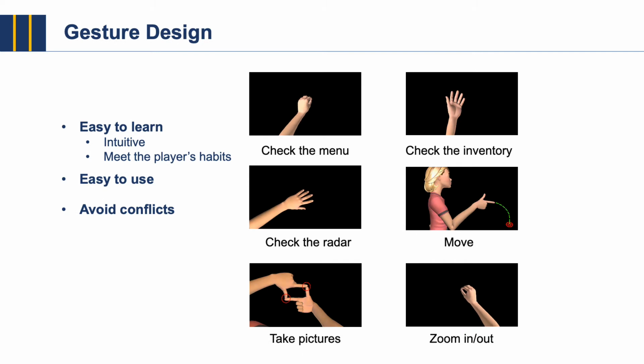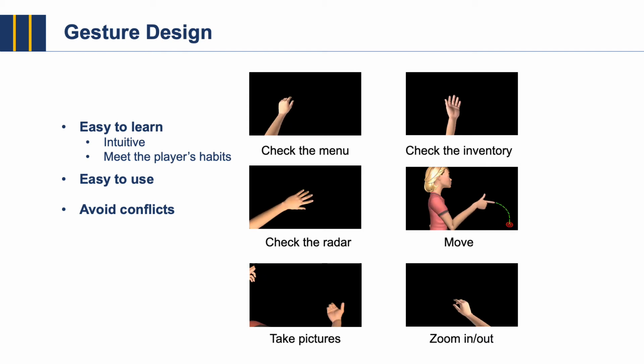These are all the gestures to play the game. The gestures are designed based on three principles. First, it needs to be intuitive for players to master and remember. Second, they should be simple for players to perform without fatigue. And last, conflicts among gestures need to be avoided. Players use the right hand to interact with the game objects and the left hand to interact with the interface, including the inventory and the game menu.